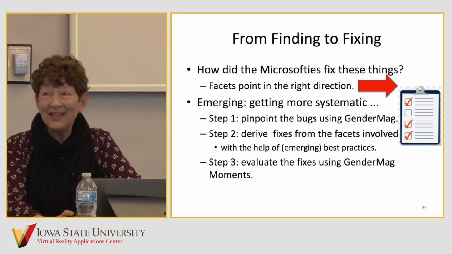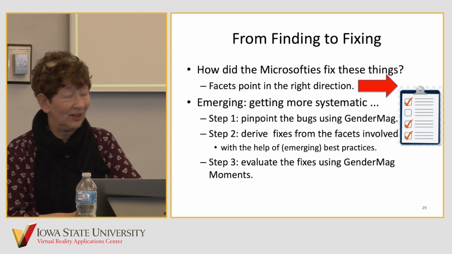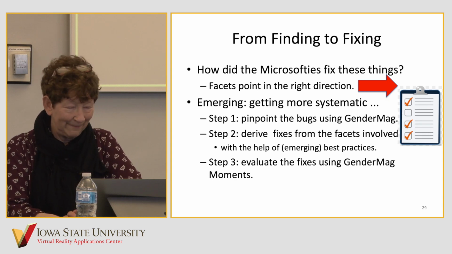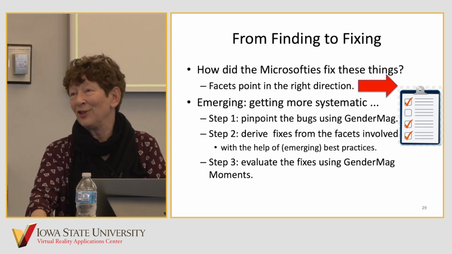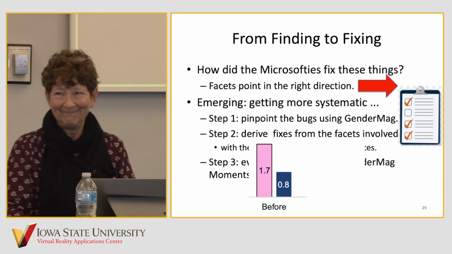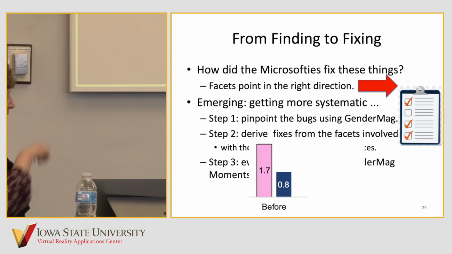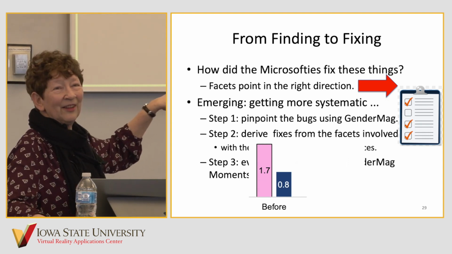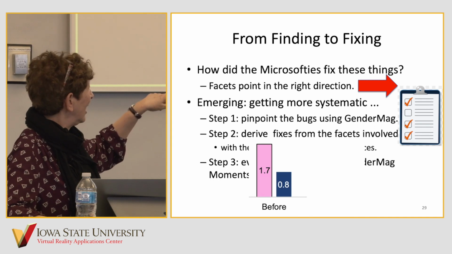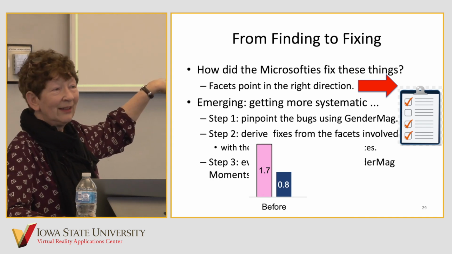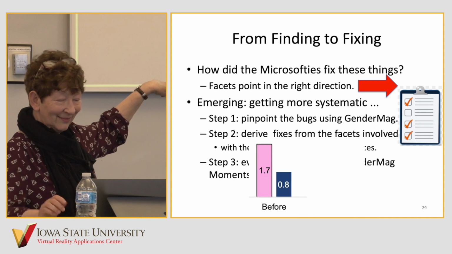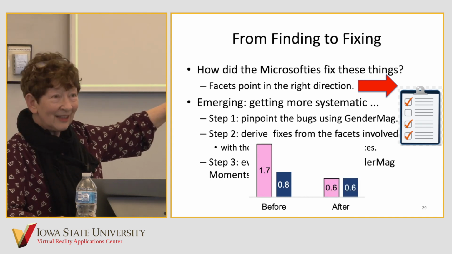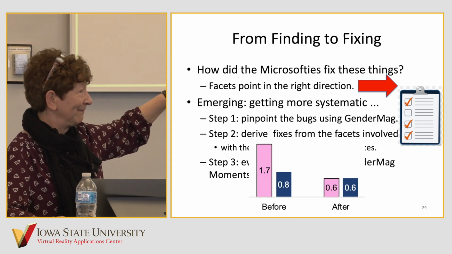After they did, they fixed what they found using the facets, and then they did a comparison, A versus B. In the original version, the one before GenderMag, I love this graph, women failed the various tasks that they had to perform in that product over twice as often as the men. After they fixed things they found with GenderMag, the gender gap completely disappeared, and everybody got better. Yay!